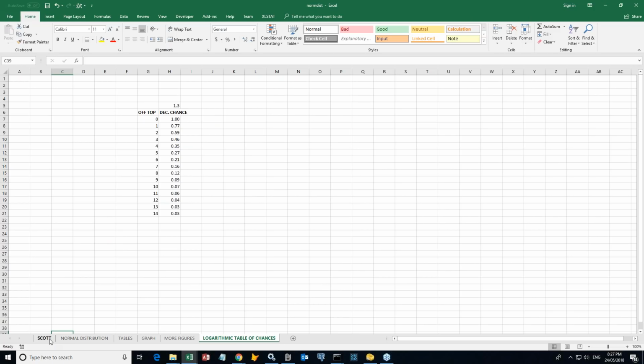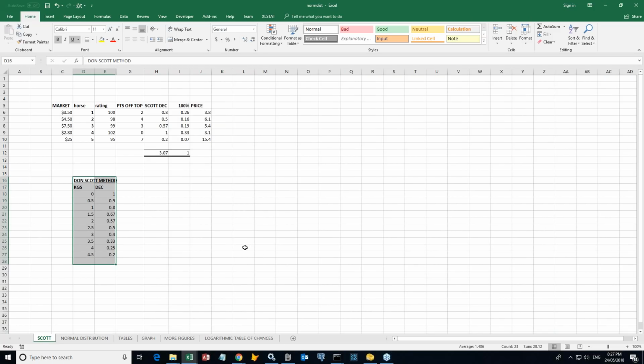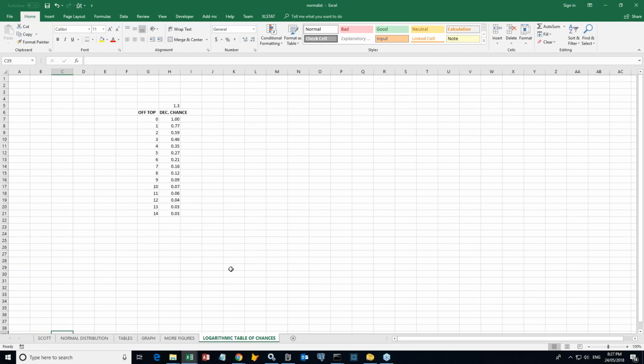Now, you remember Don Scott's table back here where he said if you're X kilos off top, that's what decimal chance you are of winning the race. Well, this is a newer version of that, where we're calling it my points rather than his kilograms, where these points figures correspond to your decimal chance of winning the race. Same kind of thing, where if you're 0 points off top, you get a 1, and so on and so forth. However, this figure here is very important, and it's essentially like the standard deviation, and it applies to every horse in the race.